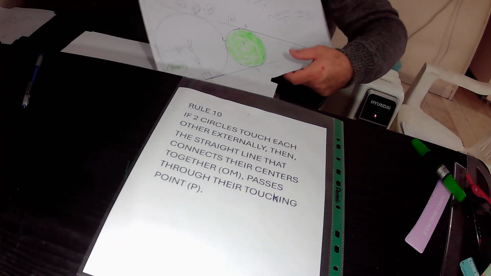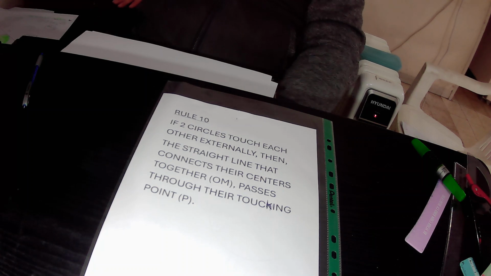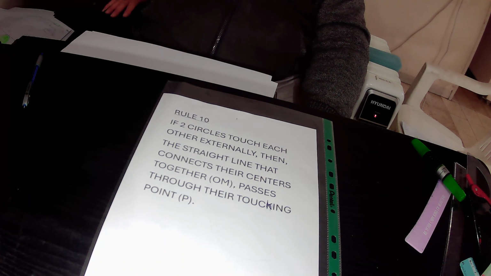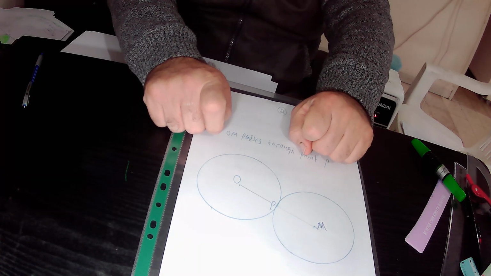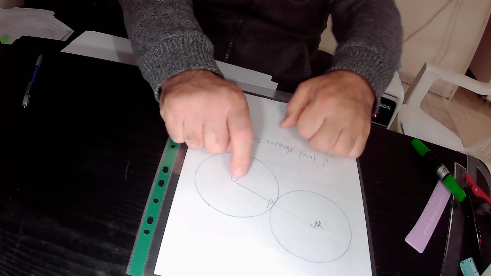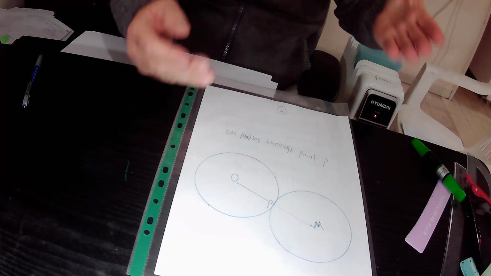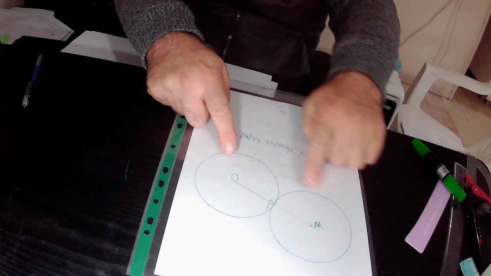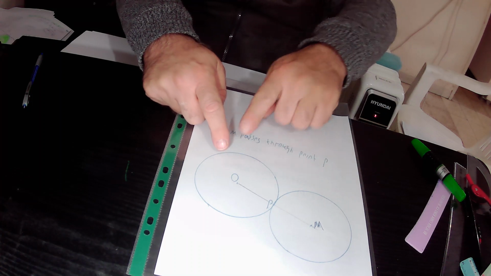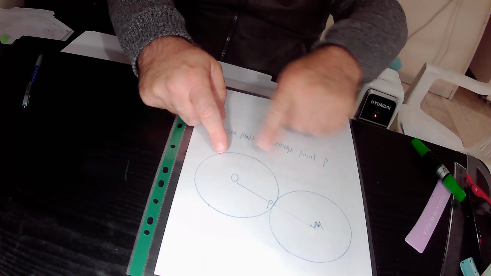According to rule 10, if two circles touch each other externally, then the straight line that connects their centers together passes through their touching point. In the drawing, we have those two circles that touch each other externally at this point P. The center of this circle is here at point O. The center of this circle is here at point N. The straight line that connects the centers together is of course the straight line ON. And according to rule 10, the straight line ON must pass through point P, that is the touching point. Or OPN is one straight line. Therefore, ON equals OP plus PN.